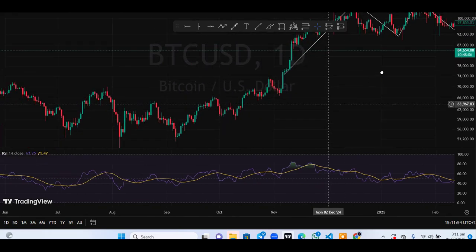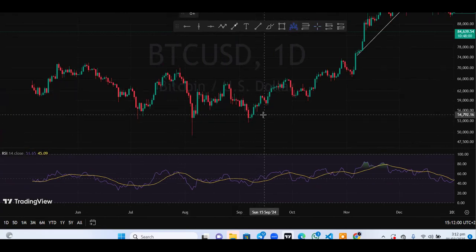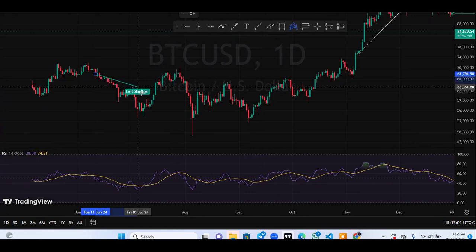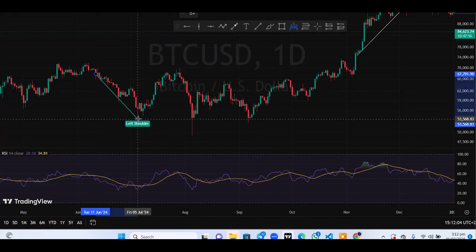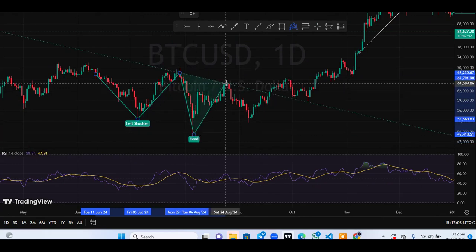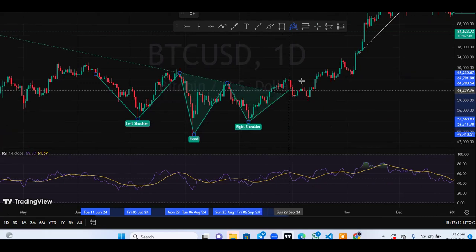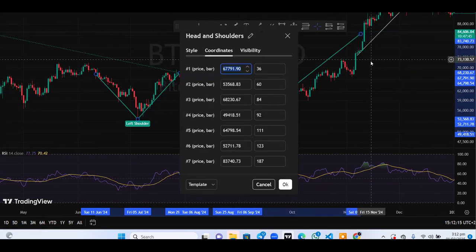Again, we have another one, also known as head and shoulders. Now, in this case, this is the opposite of head and shoulders. It is known as the inverted head and shoulders. Left shoulder, the head, the right shoulder, and then the market went.